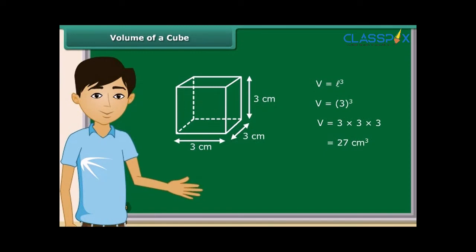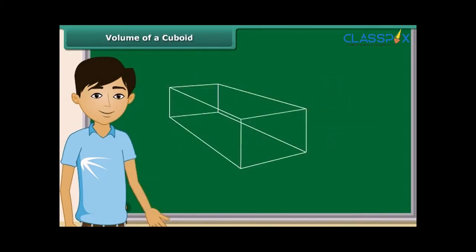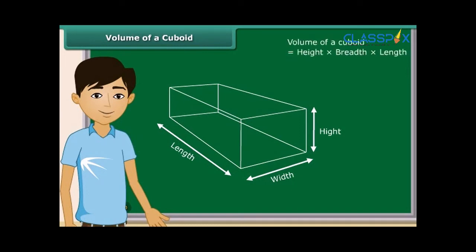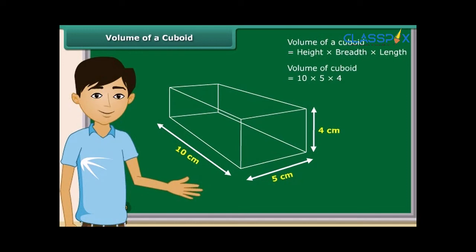Look at this cuboid. We know it's a three-dimensional shape having dimensions length, breadth and height. It's very simple and easy to calculate the volume of a cuboid. Just multiply height, breadth and length of the cuboid and you will get the volume of a cuboid. Let us work out the volume of this cuboid. The three dimensions are given to us. Calculating volume of this cuboid is fairly easy. Just multiply all the three numbers. So the volume of this cuboid is 200 centimeter cube.